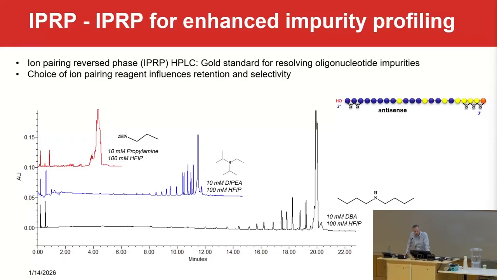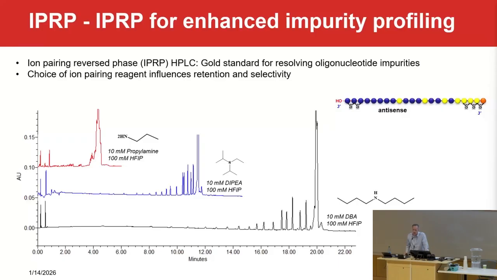So for oligonucleotides, ion pairing reverse phase, or IPRP, is the gold standard for impurity profiling. It's able to resolve a lot of impurities of both single-strand and double-stranded siRNA duplexes. The common impurities are truncation products. These are synthetically made, and so each addition of a nucleotide is not always 100% successful, and so you'll get N-1, N-2, N-3, and that's what you see here with the chromatographic profile.